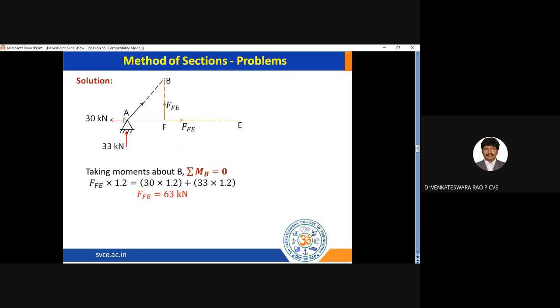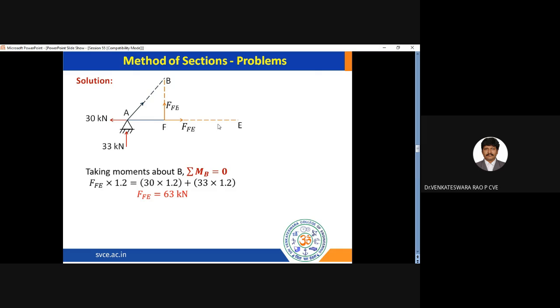So I have this particular force about B, and you get it like this, clockwise. So 30 into the perpendicular distance, the height 1.2. Then the 33 vertical reaction is passing through like this, and once again a clockwise moment about B. B is the center of a circle. So 33 into the perpendicular distance, the AF value is 1.2. I already said, try to remember. So 33 into 1.2. With this, there is a single unknown here, and FFE equals 63. See, when taking moment about B, another force came.